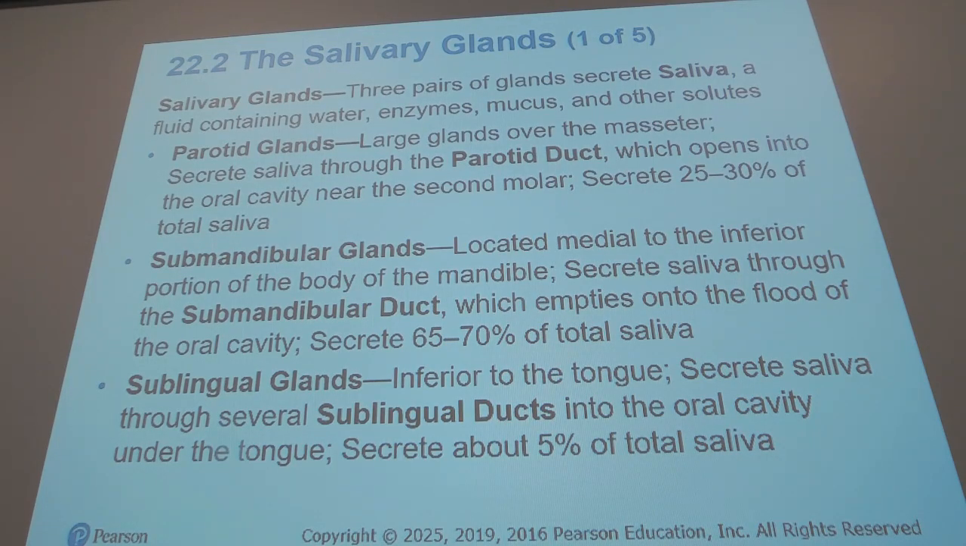Now we have minor salivary glands that don't have a specific name, and we have thousands of them scattered through our oral cavity. And just as the major salivary glands, they are equally important. If we didn't have these minor salivary glands, our tongue would stick to the palate. We would have a very dry mouth, or our lips would stick to the gingiva.